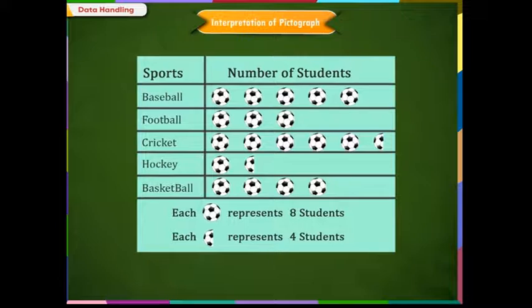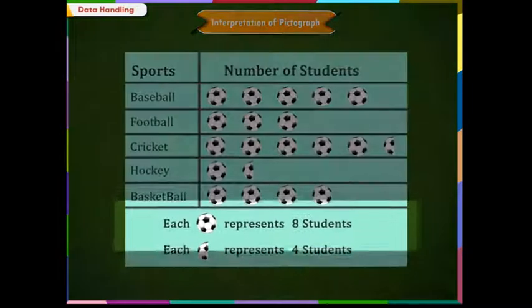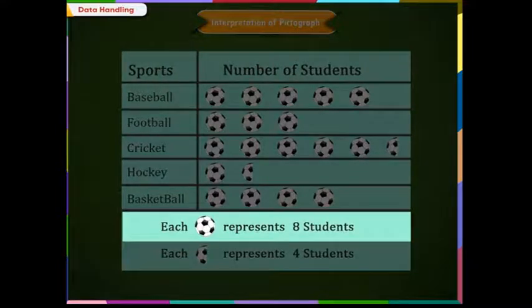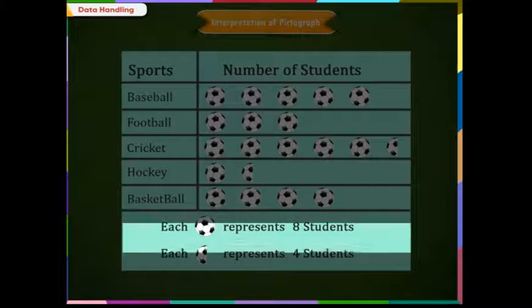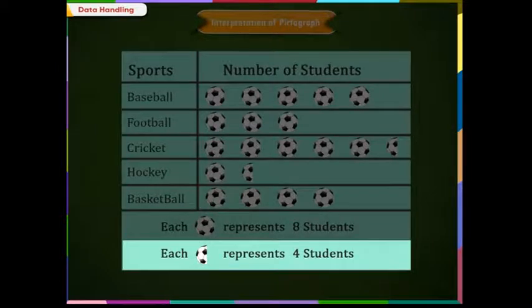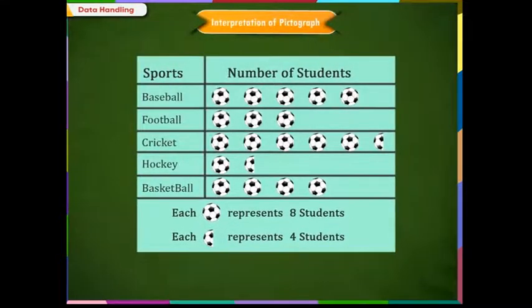Let us look at another pictograph. In a school, the choice of sports of grade 3 students were recorded and represented in this pictograph. Look carefully. Each picture represents 8 students, instead of just 1. Also, look at this half picture. This picture represents half of 8 students, that is 4 students. Now let us find out the answer to each question.